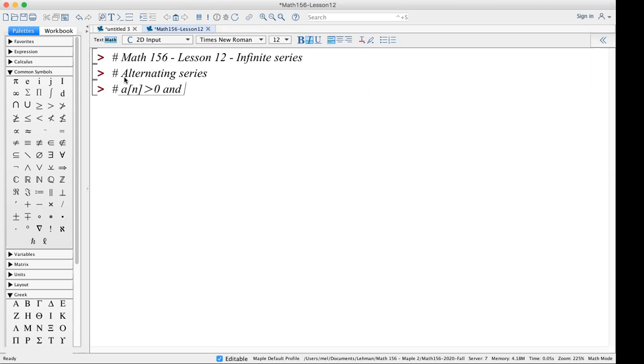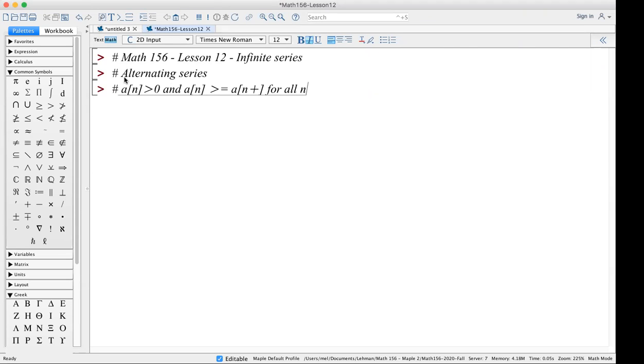So an is greater than or equal to an plus 1 for all n.